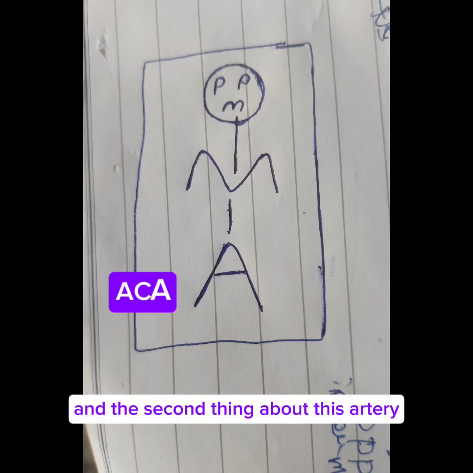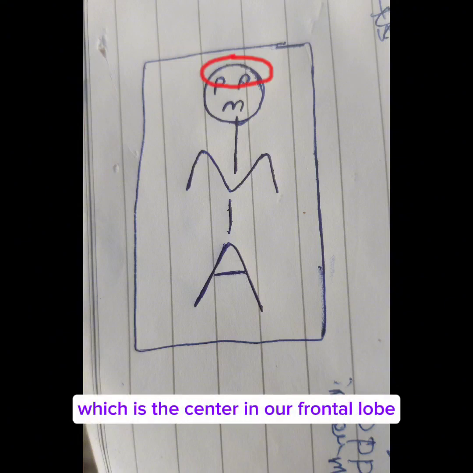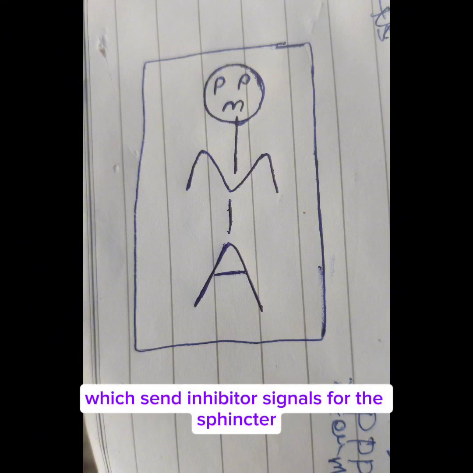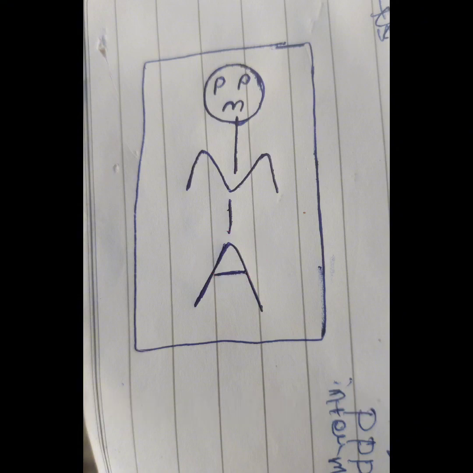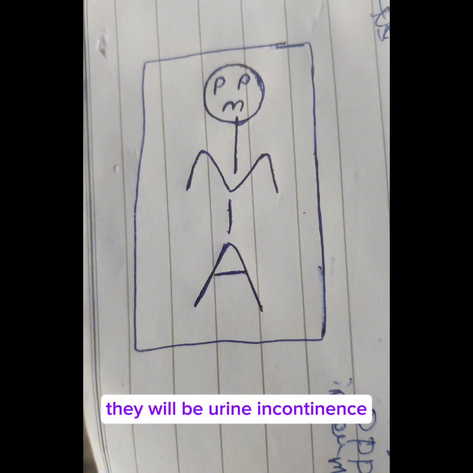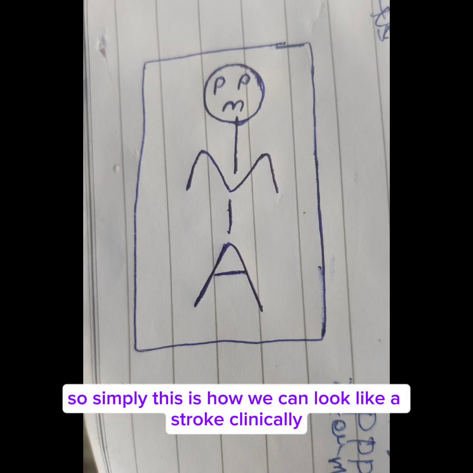The second thing about this artery is that it supplies the paracentral lobule, which is the center in our frontal lobe, which sends inhibitory signals to the sphincter that is responsible for normal urine voiding. So when there is damage to the paracentral lobule, there will be urine incontinence. So simply, this is how we can localize a stroke clinically.